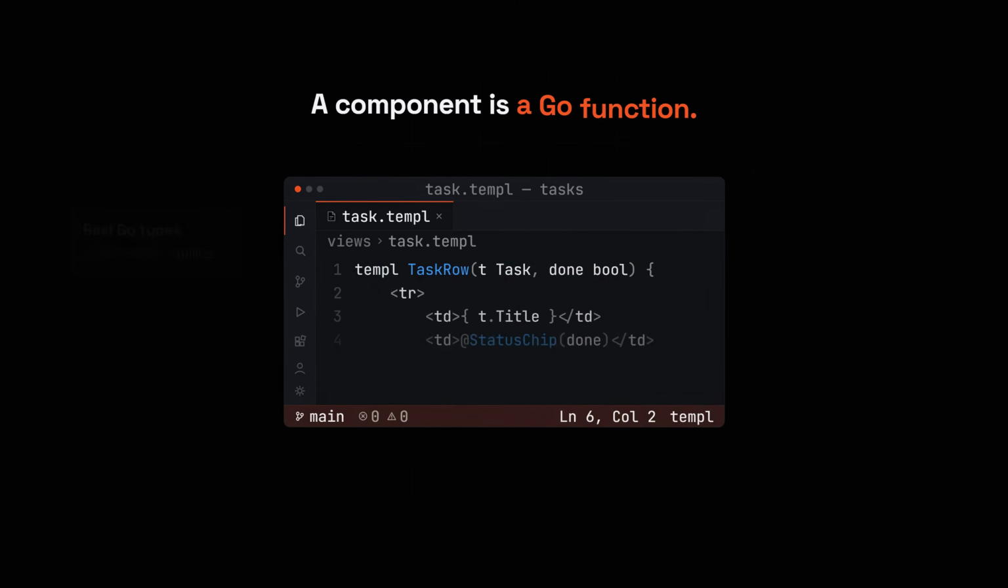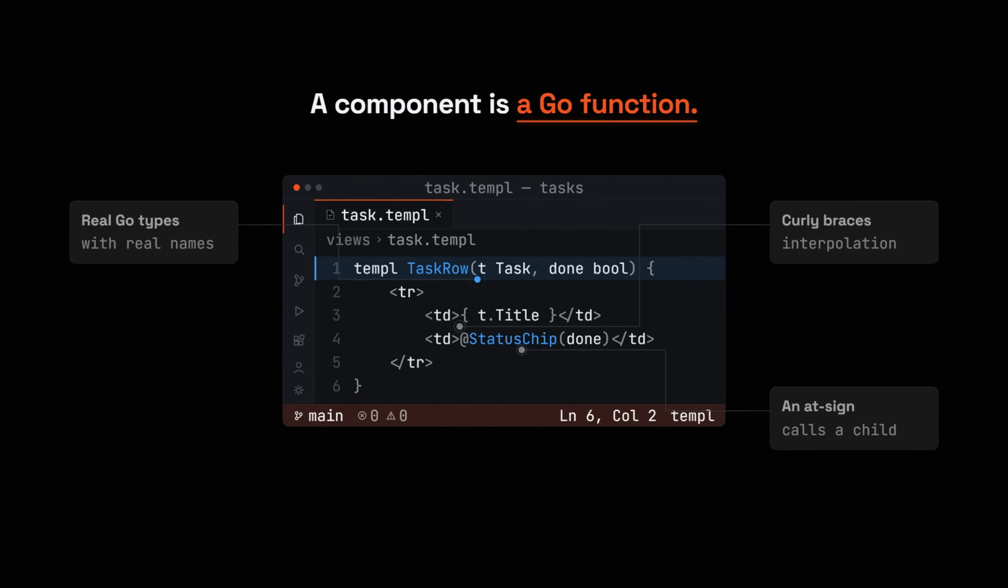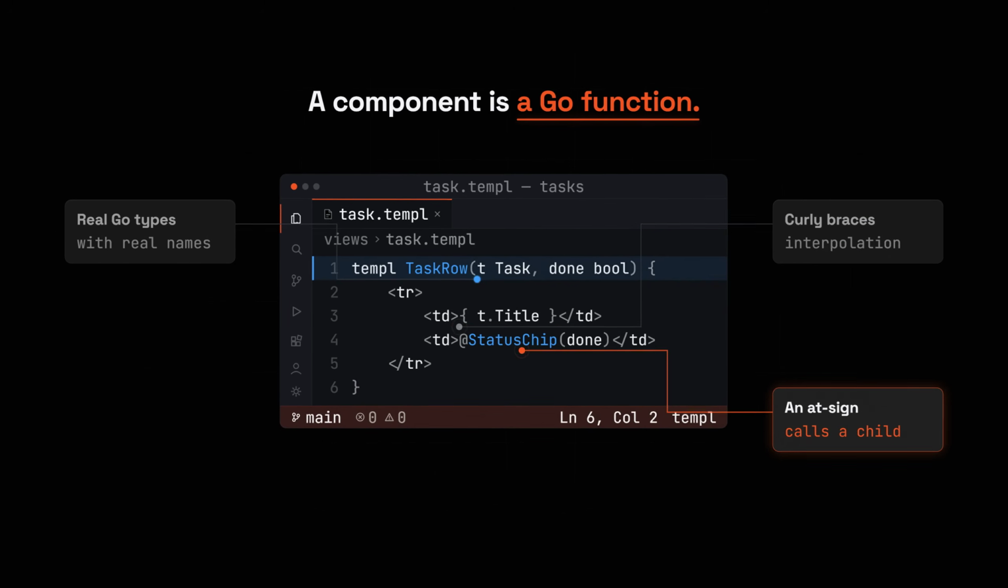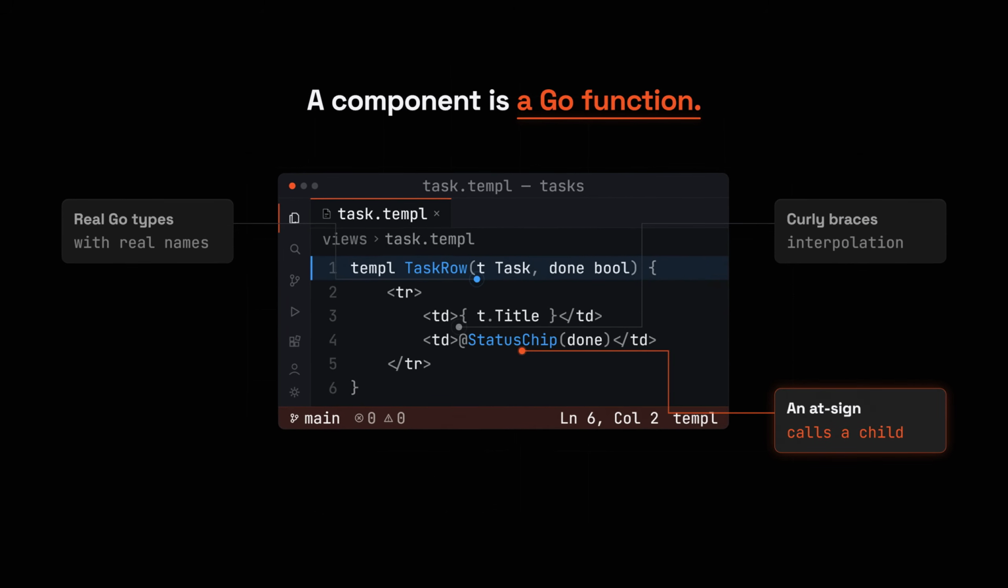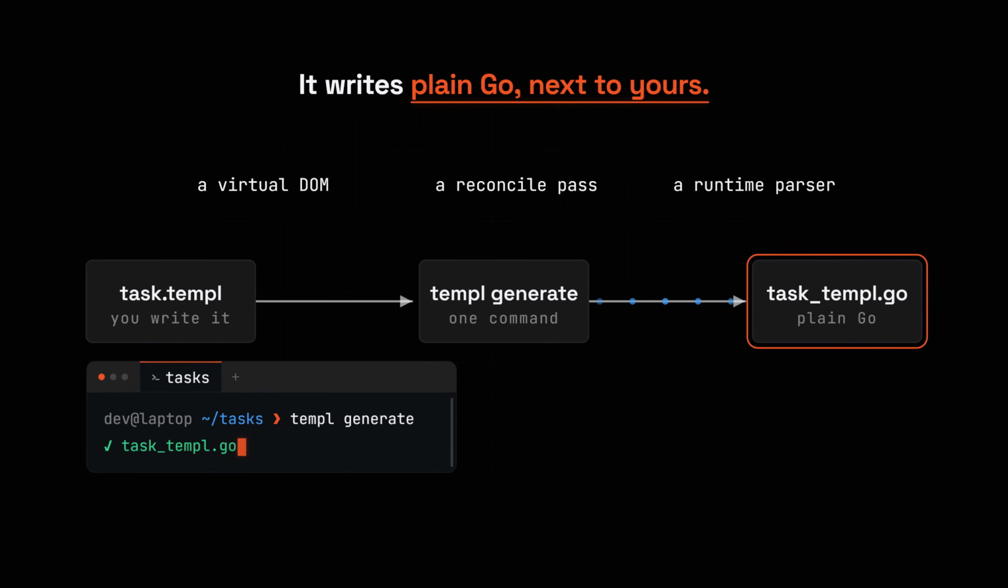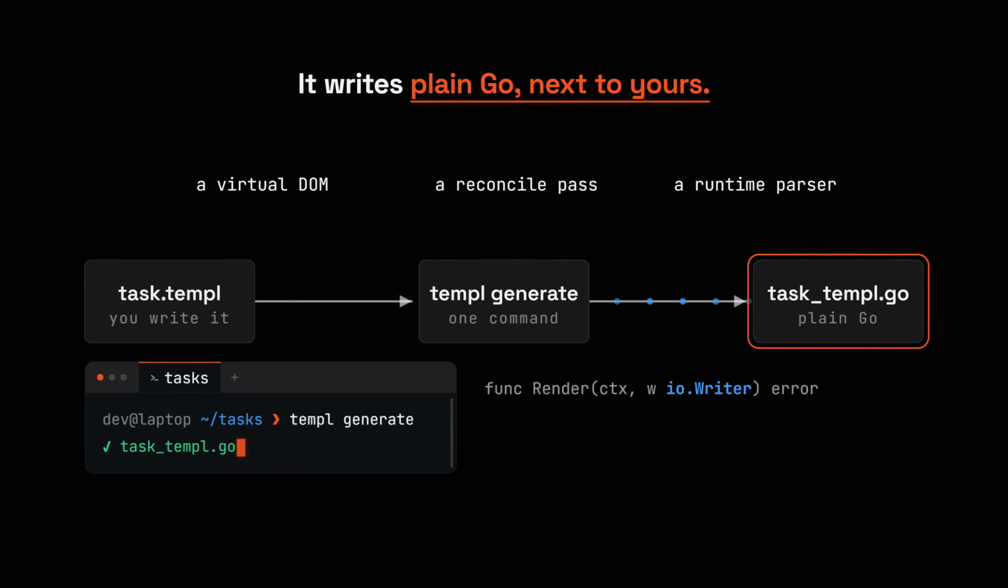A Templ component reads like a Go function that happens to return markup. Parameters are real Go types with real names. Interpolation is curly braces. Composition is an @ calling another component the same way JSX calls a child. Then you run templ generate and it writes a plain Go file next to yours. Your component becomes a function that streams bytes into an io.Writer.